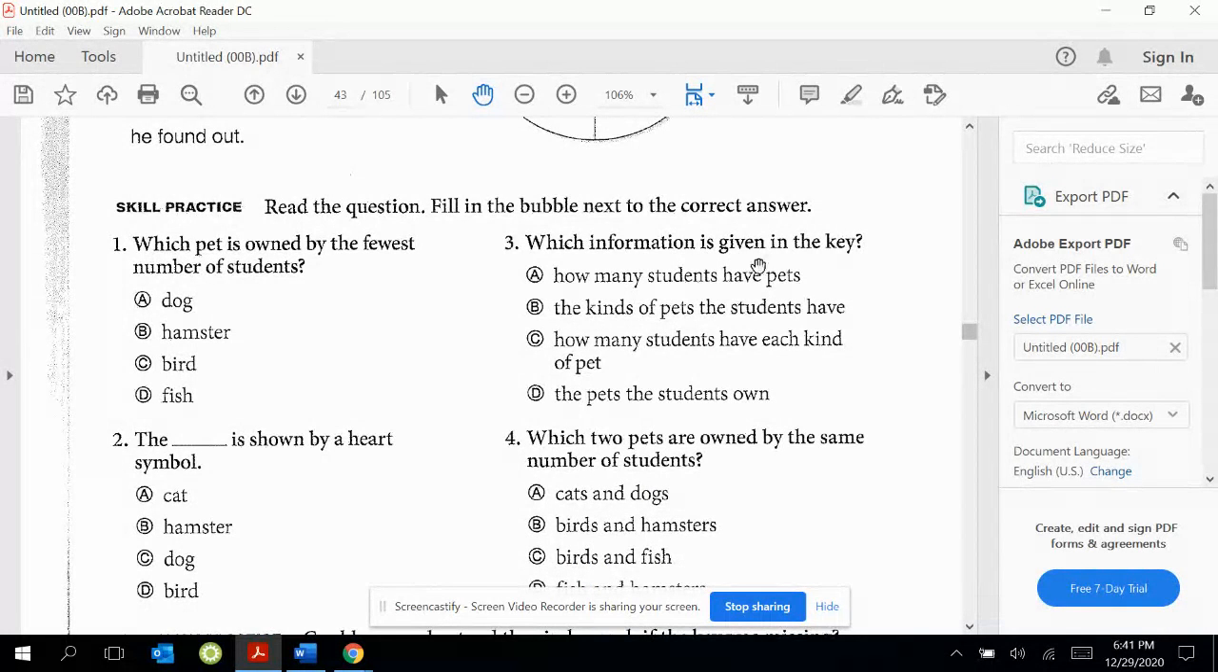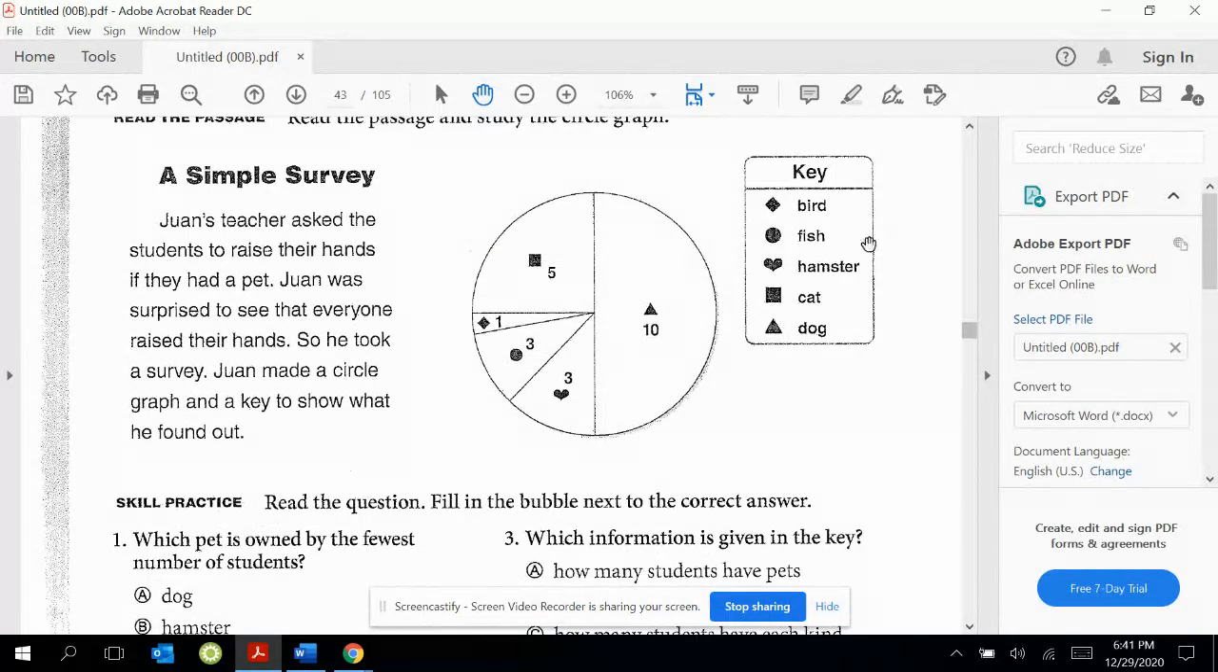Which information is given in the key? How many students have pets? The kinds of pets the students have? How many students have each kind of pet? The pets the students own. This is the key over here, so think about that.